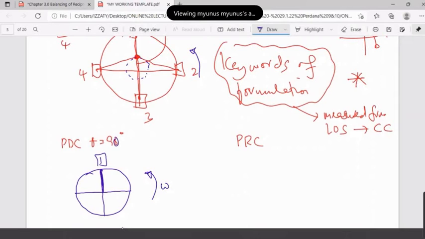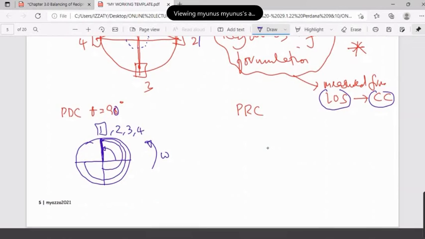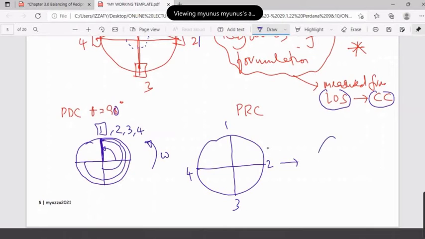Theta degrees. So for cylinders 2, 3, and 4, measured from line of stroke to common crank, 2 will be here. Measured from line of stroke to common crank, 3 will be here. Measured from line of stroke to common crank, 4 will be here. You understand me or not? Because the keyword says line of stroke to common crank. So let's put the working. 1, 2, 3, 4.